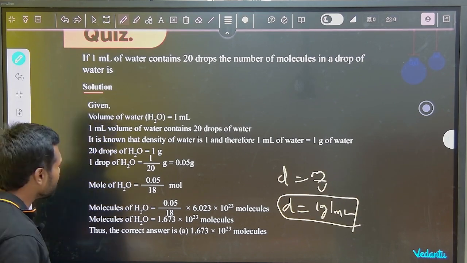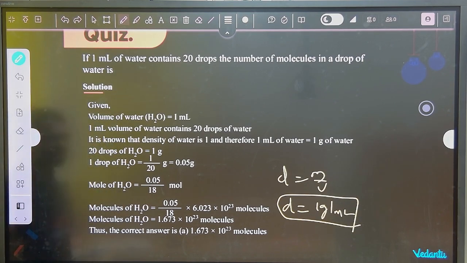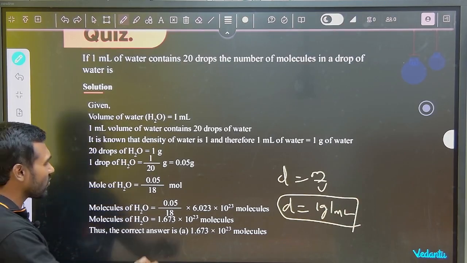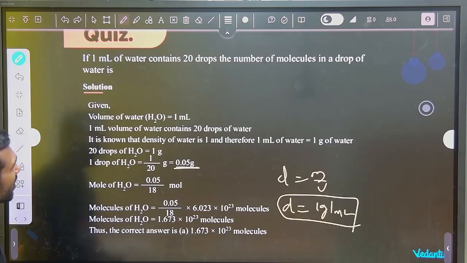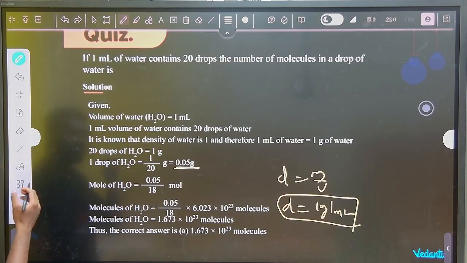In 1 gram there are 20 drops. So 20 drops weigh 1 gram. So how much does 1 drop weigh? That is 0.05 grams for 1 drop. Because we want the number of molecules in a drop of water, 1 drop we want to find out.